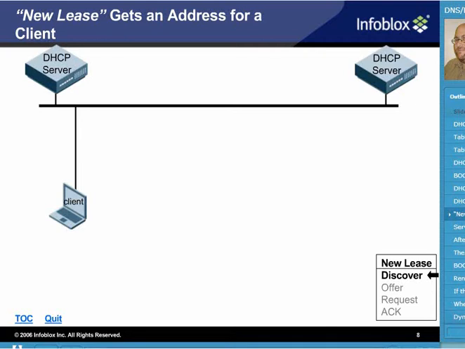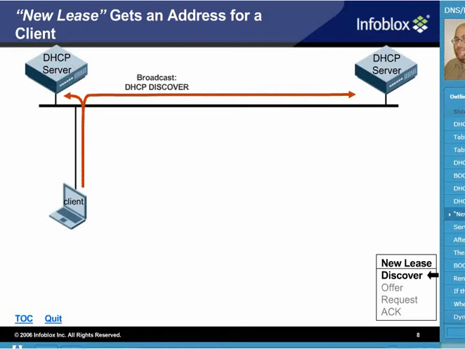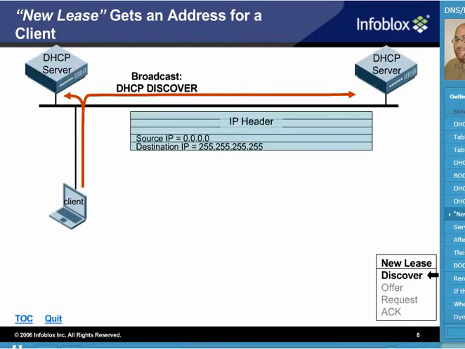On this slide, we'll discuss the steps involved in a device getting a new lease and dissect the IP packet. In this first diagram, the client broadcasts a discover message to all DHCP servers requesting an address. The IP packet format is as follows. The IP header at the top shows a source IP address of 0.0.0.0, as the client does not yet have an address of its own. It also does not know the IP address of the DHCP server, so the destination address is set to 255.255.255.255.